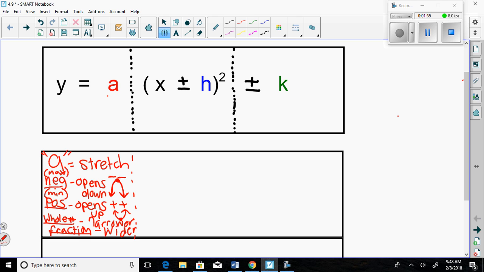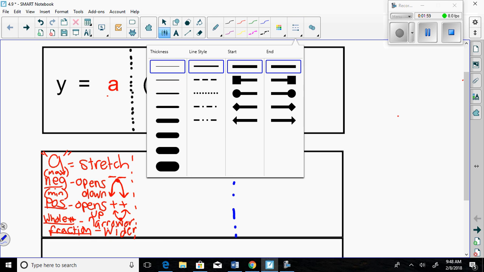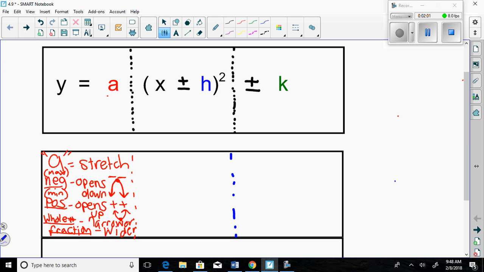Maybe just put these notes down just so you can see while I'm doing the problems. I'm going to show you exactly what it looks like. So that's what my A has to do. That A, that number in front, has to do with if there's a stretch or if it's negative or positive. Does that make sense so far? What is this for whole number? Whole number is narrower. So it would get skinnier. And I'll show you what that looks like.